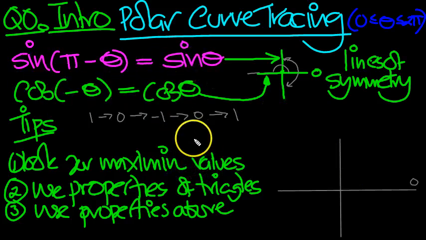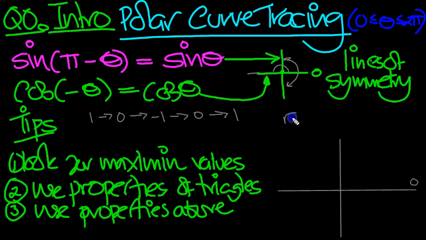Use the properties of sines and cosines, these trig functions, to draw these curves more easily, and look for those key points in the plot, and just draw smooth curves between them. So that's the first thing to say. Also, use properties of triangles. Sometimes it's good to invoke properties of triangles, and we'll come to an example of that in a moment. And as we said, the third thing to do is use the properties above. So let's have a go at a couple of examples then, just by way of illustration.